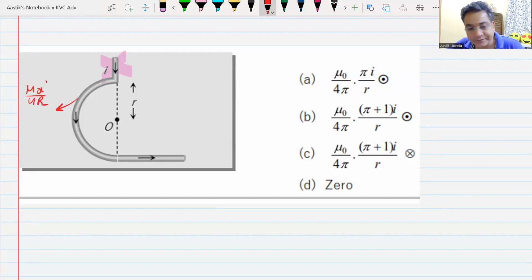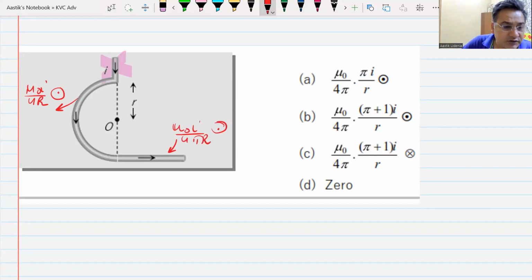What will be the direction? Outside, sir. What will be the field due to this wire? Mu naught I by 4 pi R, sir. Direction would be outside, and these two are going to get added up because they are in the same direction. So you have your answers. These are the questions that are coming in the exam these days. I hope one of these questions would have come in your exam as well.